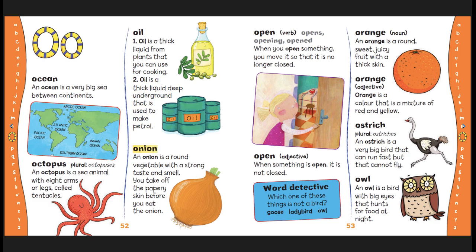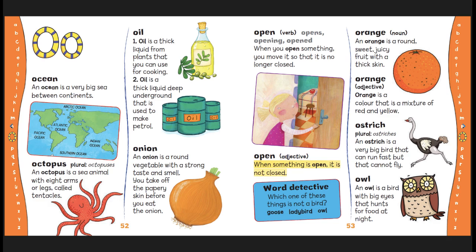Onion. An onion is a round vegetable with a strong taste and smell. You take off the papery skin before you eat the onion. Open. Verb. Opens, opening, opened. When you open something, you move it so that it is no longer closed. Open, adjective. When something is open, it is not closed.